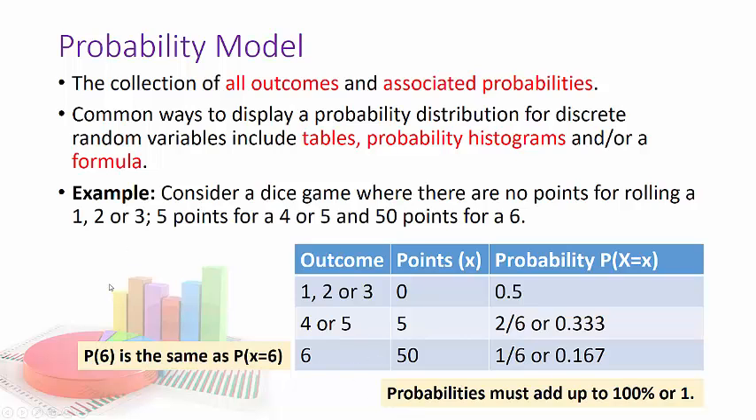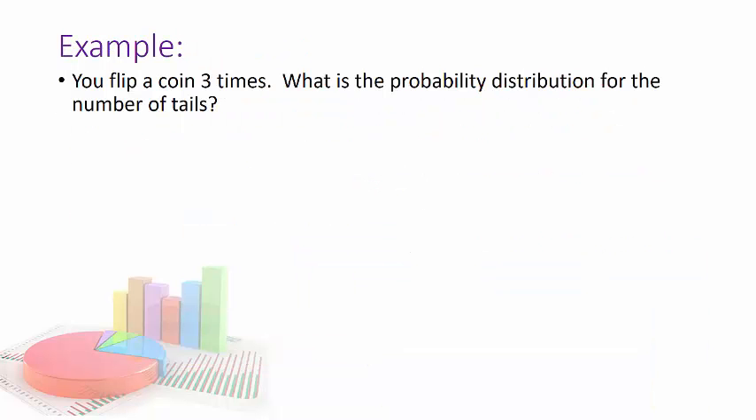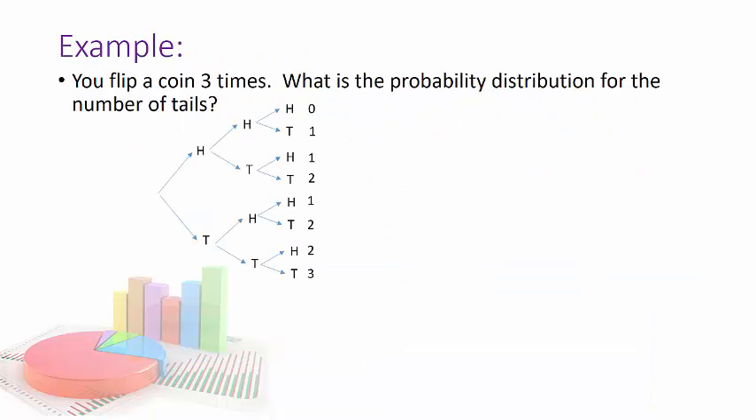All right, so we're going to go ahead and do another probability model. I'm going to revisit the coin flip and do a probability model for that one. Now in this one, sample trees really do help. So here we are. Here's the first flip, the second flip, and the third flip.